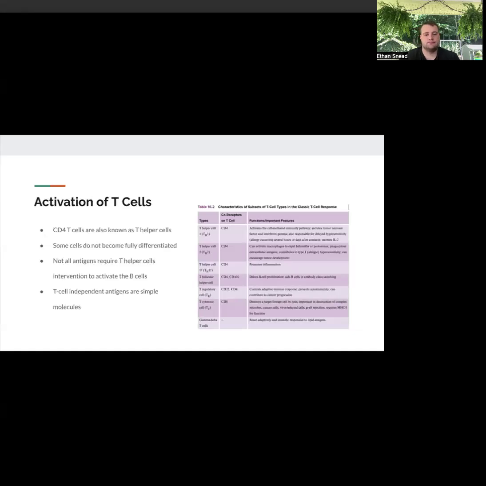Next is T cell independent antigens. They are really simple molecules, usually such as carbohydrates with many invariable determining groups. So over here to the right, we can see this little chart from table 16.2 in our textbook. It's a chart of the characteristics of the subsets of T cell types with classic T cell response. If you want to pause right now, you can take a look and cover this quickly.